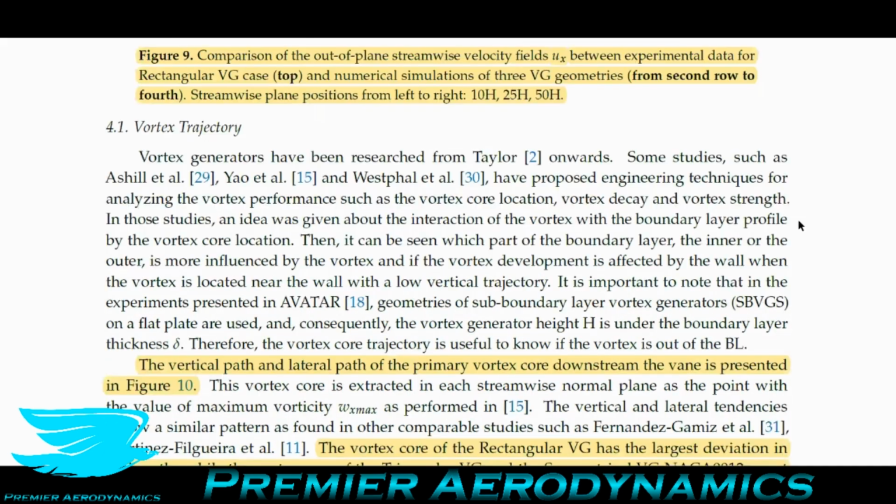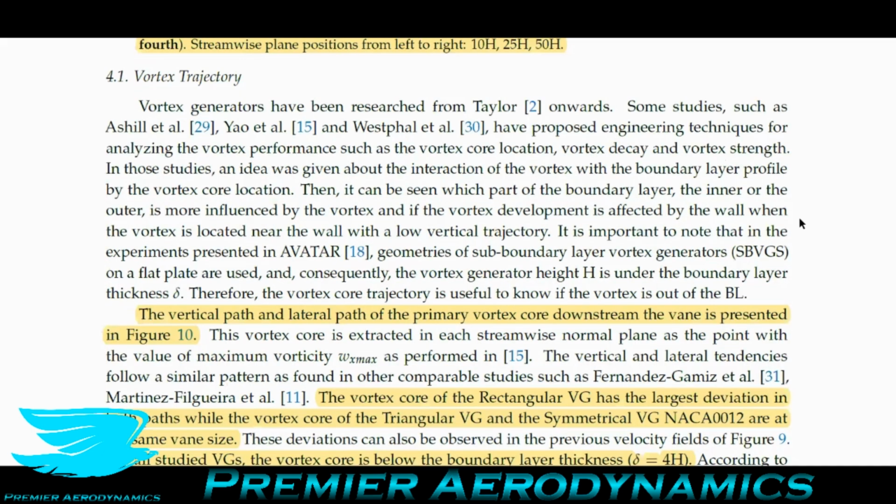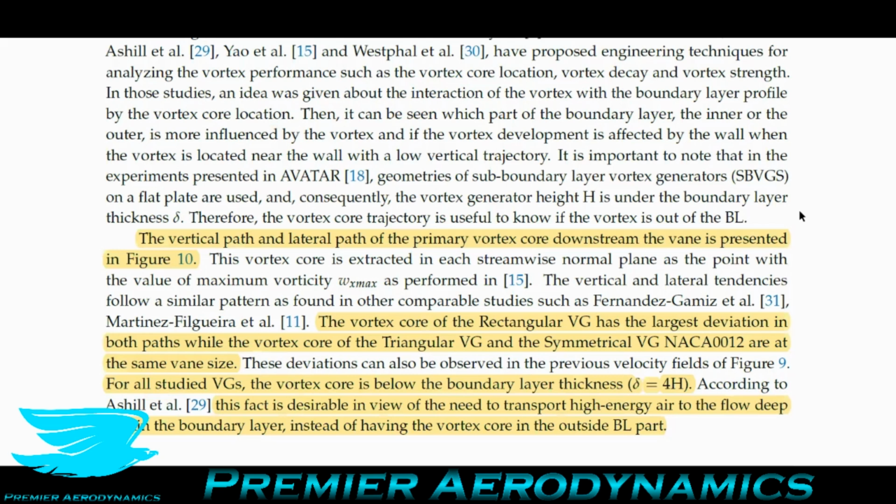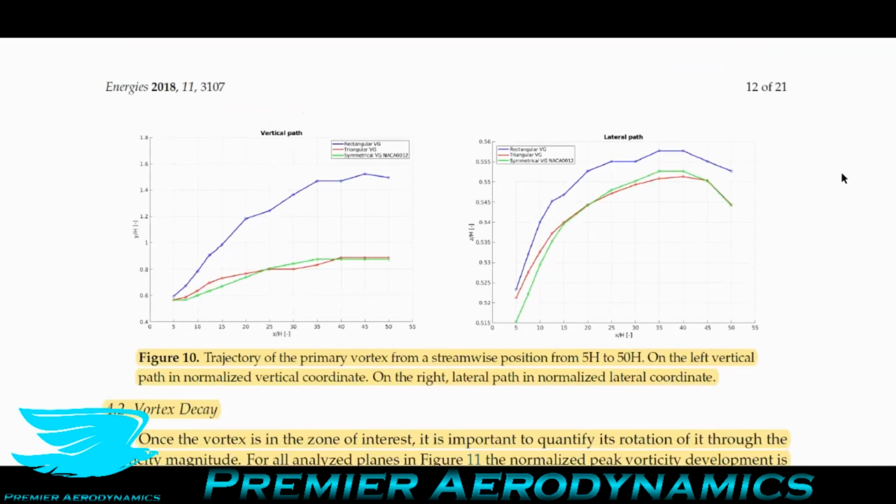Now, the last thing we're going to cover in this podcast before the second podcast is a vortex trajectory. So the vertical path and the lateral path of the primary vortex core downstream of the vane is presented in Figure 10. Let's go to Figure 10. So what they have here are the three different vortex generators and how the vortices from these vortex generators move up downstream. So in a vertical path, up and down, and laterally, left to right. And what they find is the vortices from the NACA 0012 and the triangular vortex generators stay much closer to the surface than for the rectangular vortex generator.